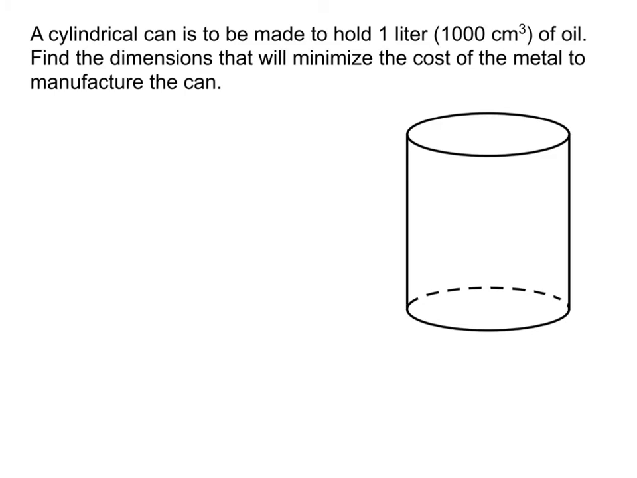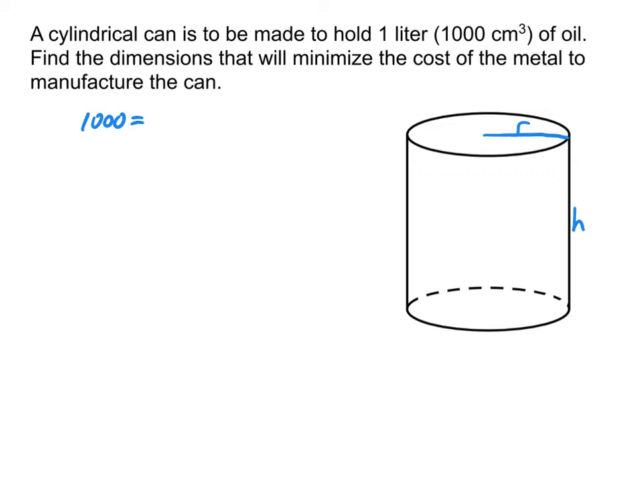So we know it's a cylindrical can, so I start by making a picture. I know the volume is going to be 1,000 cubic centimeters. I need to figure out an equation for that volume, where I'm going to do 1,000 equals that. In order to do that, I need to write an equation for it, so I need to actually have my dimensions labeled. When it comes to volume of a cylinder, we need to know what the radius is, and we need to know what the height is.